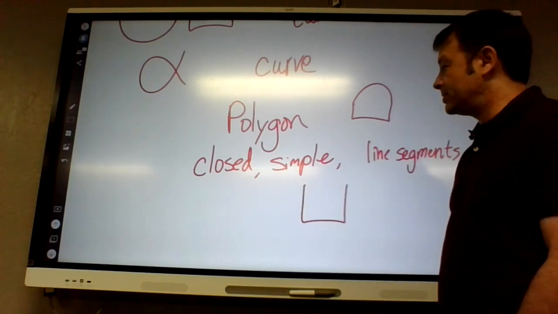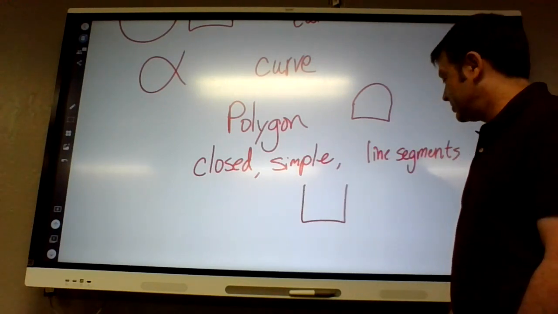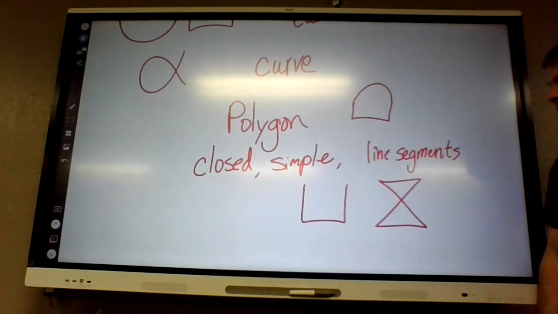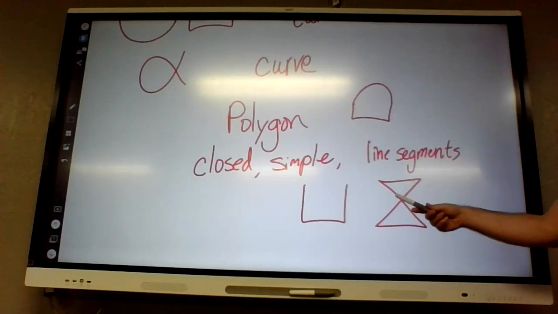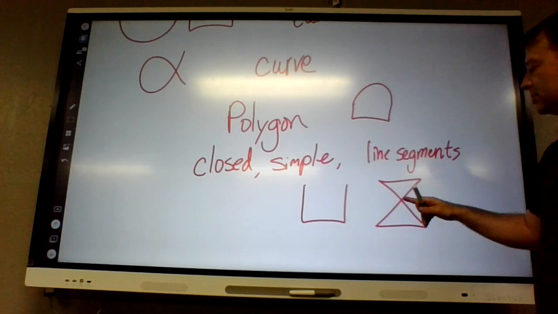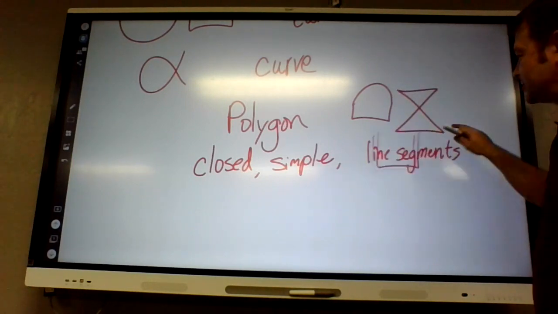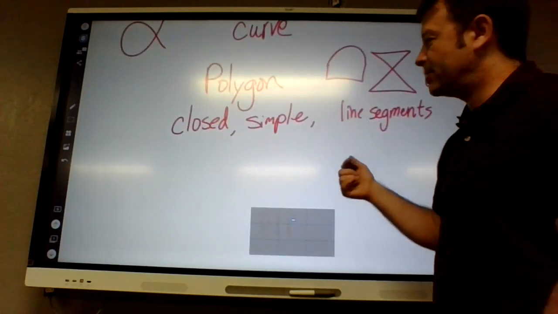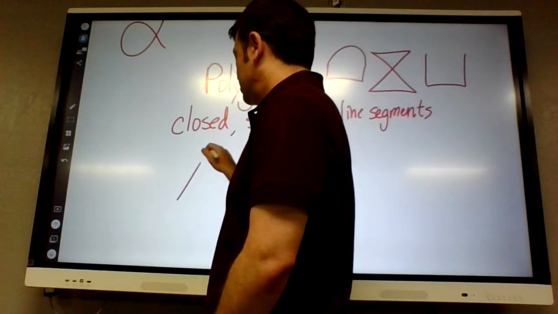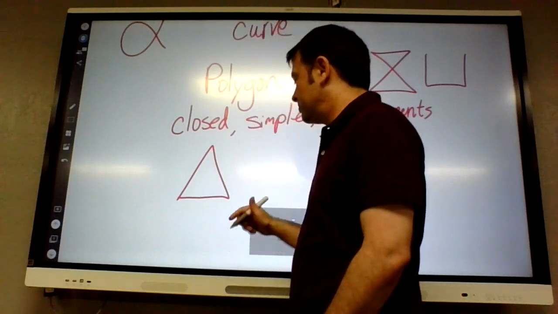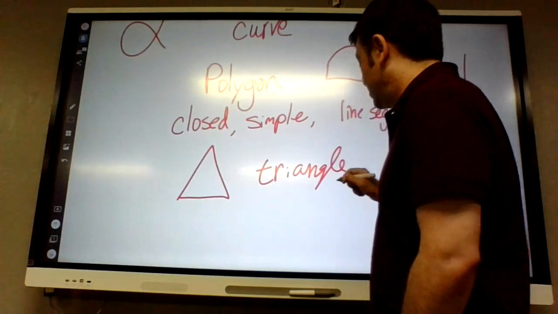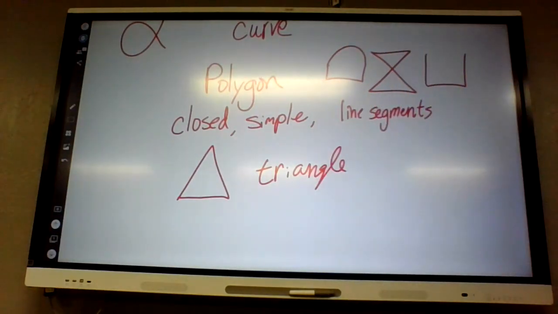This is not a polygon because it's not closed. And this is not a polygon because it's not simple. It's not a simple curve. It crosses itself, basically. So these are all no-nos. So what is a polygon if it's not these things? A square. Yeah. Octagon. Okay, what's the smallest sided polygon? Triangle. So that's a three-sided polygon. What's a four-sided polygon?